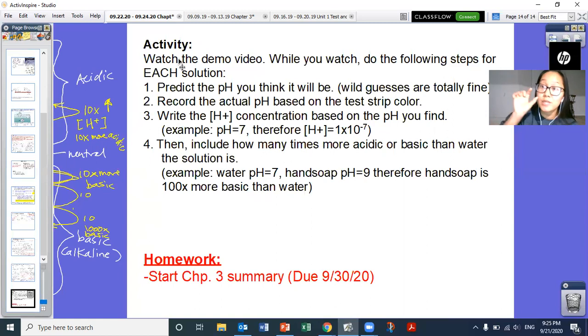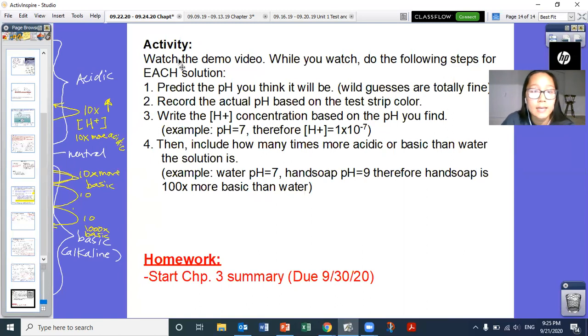So I'm going to actually use a special pH test strip that reacts and changes color based on the pH of the solution. So I'll dip it in there and compare it to the little comparison picture for you, and you'll get to see what it is, and you're going to record the actual pH based on the test strip color down. And it's kind of interesting to see what the reality is versus what you thought it was initially.